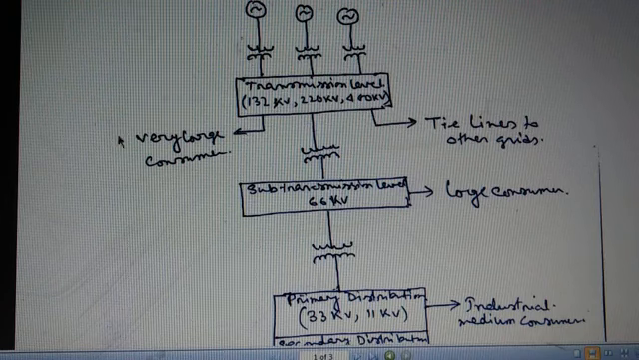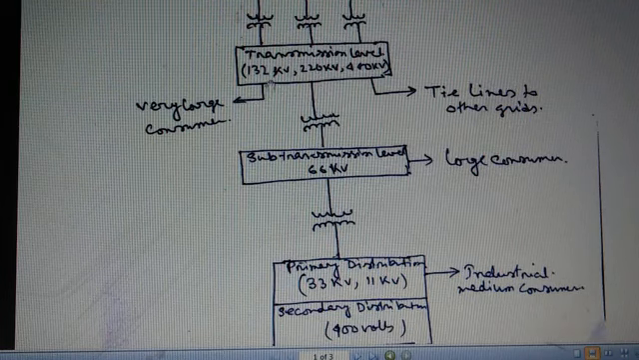The other portion is passing to the very large consumers. Very large industrial consumers have a demand of 132 kV. So this line is directly connected with the large consumers.